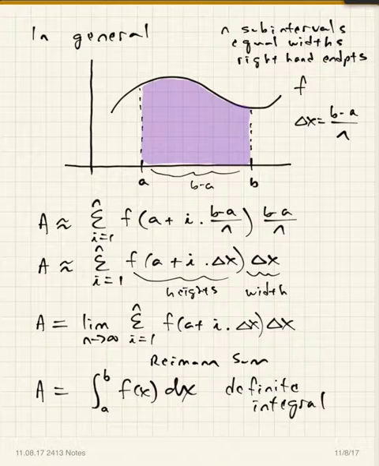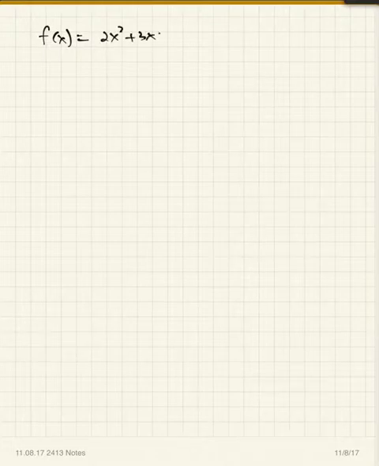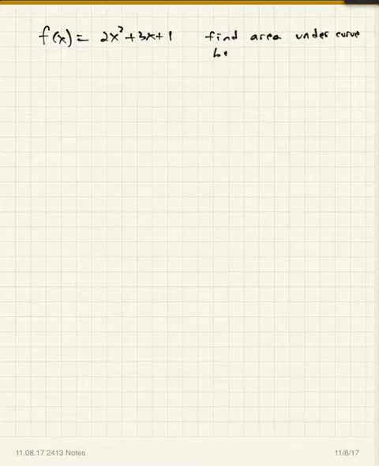So we've got one problem worked out, but I took a lot of detours as we went along. So this problem, we're going to start from the very beginning. We have the function f of x is 2x squared plus 3x plus 1. I want to find the area. Let's see, so find the area under this curve between x equals 0 and x equals 3. All right, so that's what we're going to try to do here.